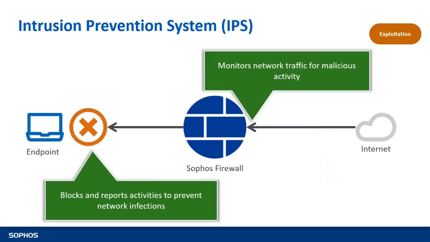Vulnerabilities and exploit kits can be protected against by using the intrusion prevention system, or IPS, which monitors network traffic as it passes through the firewall for malicious activity. It logs activities, attempts to block and prevent infection, and then reports the activity. Please note that intrusion prevention is not designed to replace applying software patches to fix bugs and security vulnerabilities. This is really important.